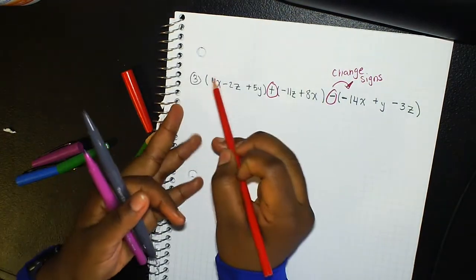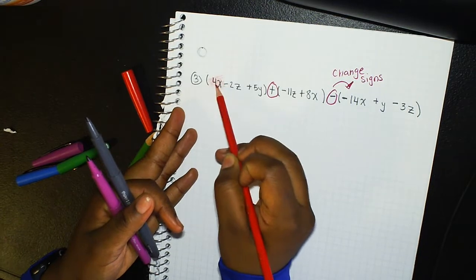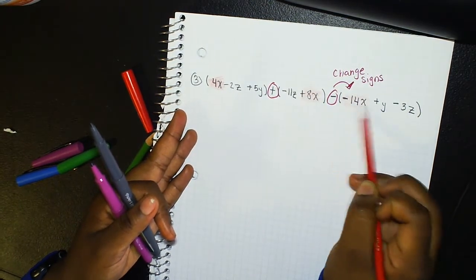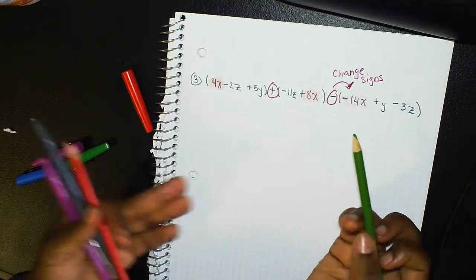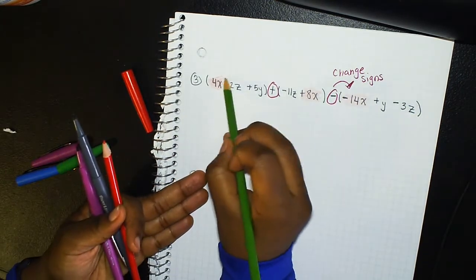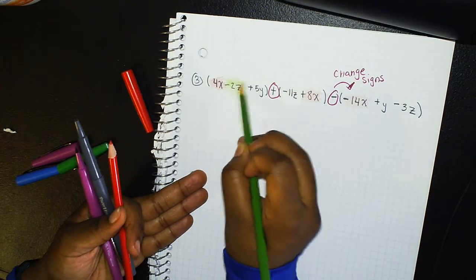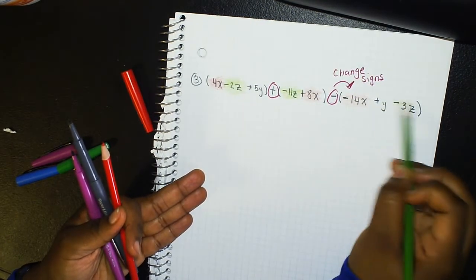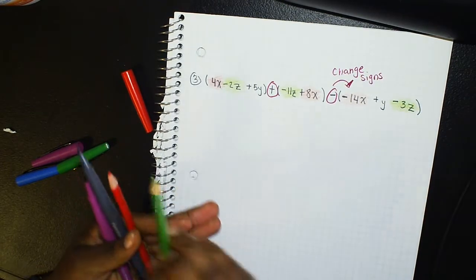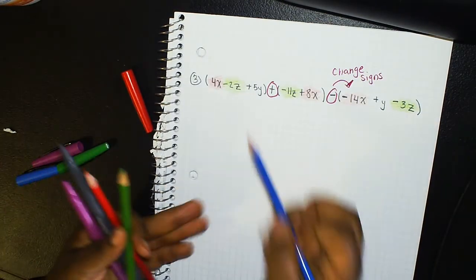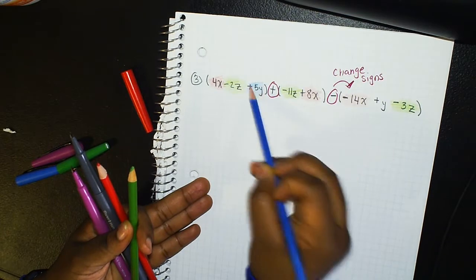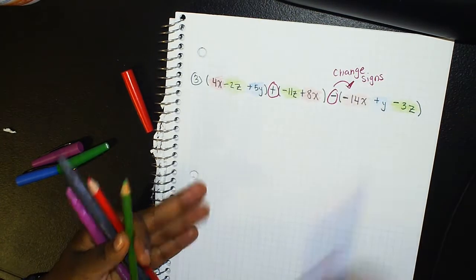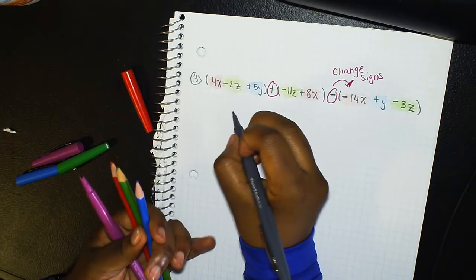Let's color them first. So I see 4x. I'm going to color all my x's. There's an x here. And there's an x there. Let's color all of our z's. Z is next. Z there. And here's another z. And here's another z. And let's color all of our y's. So here's y. This one doesn't have a y. And here's another y.